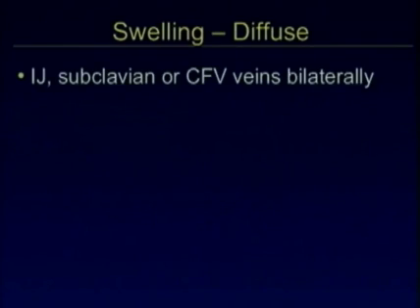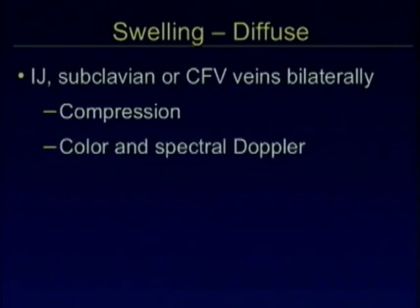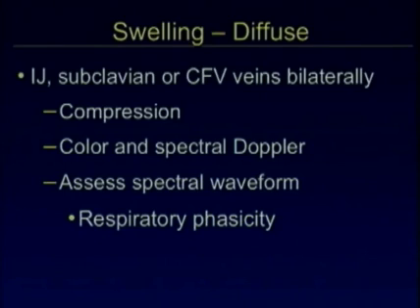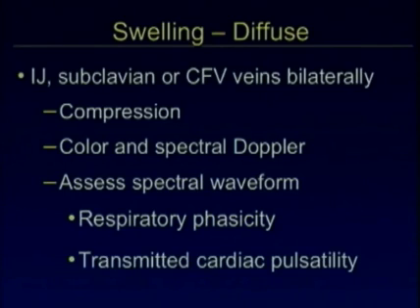Then you need to look centrally. And those central veins are the internal jugular vein and the subclavian vein, or the common femoral veins bilaterally. And you need to compress those to make sure that there's no stenosis or clot there. And then put color and spectral Doppler on. And what you're looking for is a spectral waveform that's abnormal and monophasic. We're assessing respiratory phasicity and also assessing transmitted cardiac pulsatility.